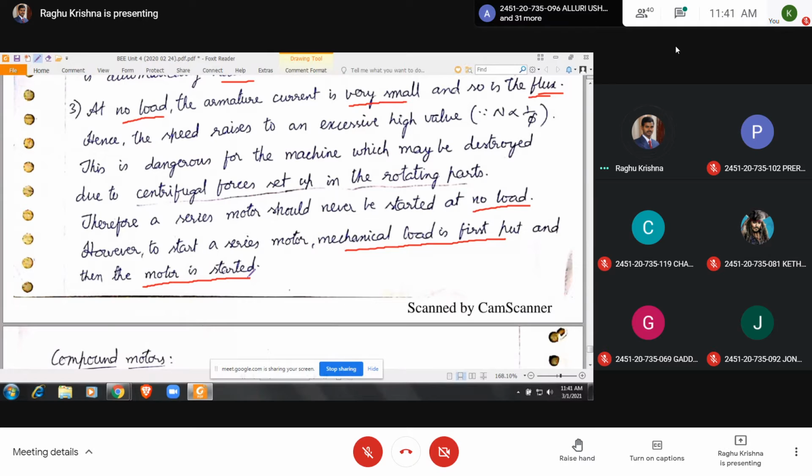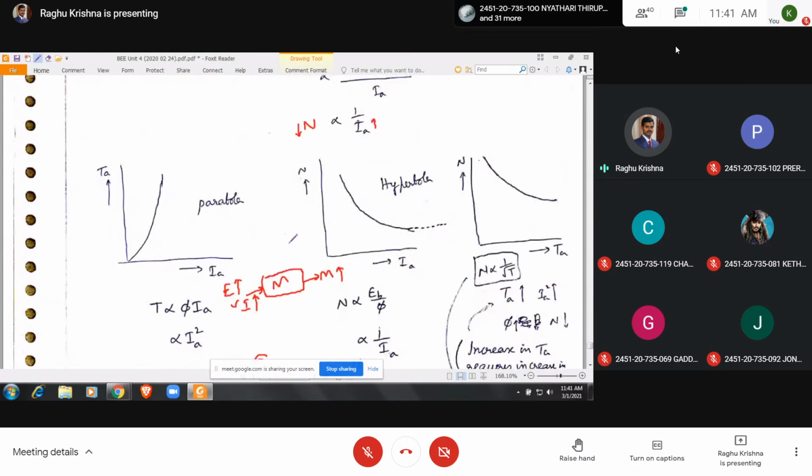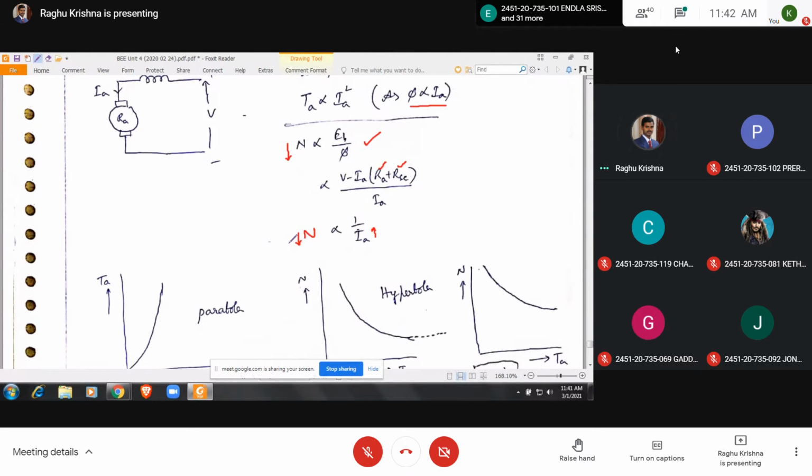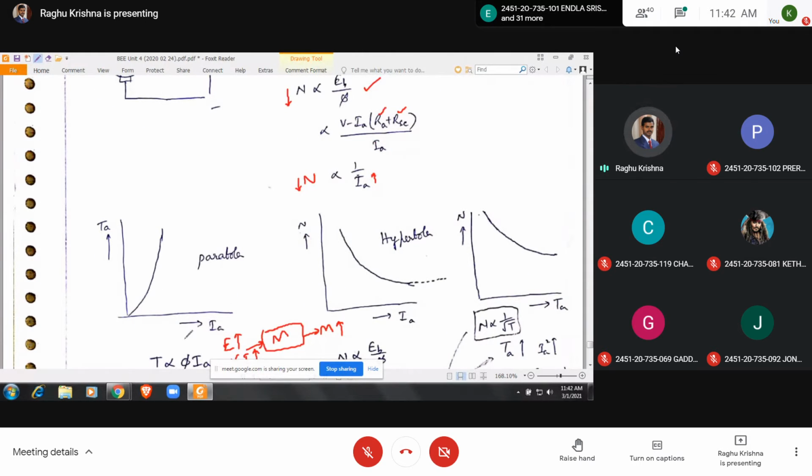Okay. So here you have advantages. What are the advantages of this DC series motor? We are going to have high starting torque. As torque is proportional to Ia square, we are going to have more starting torque.